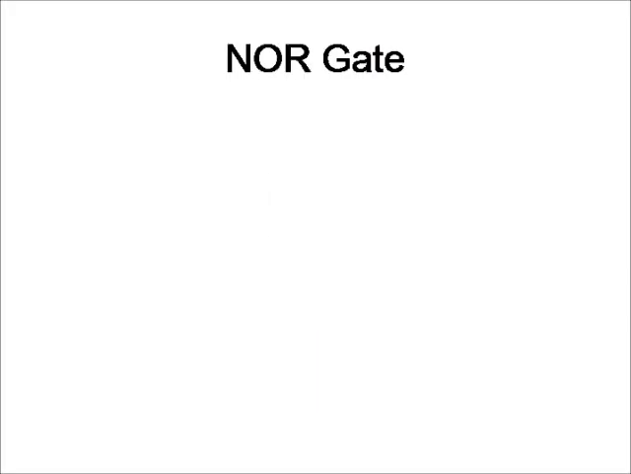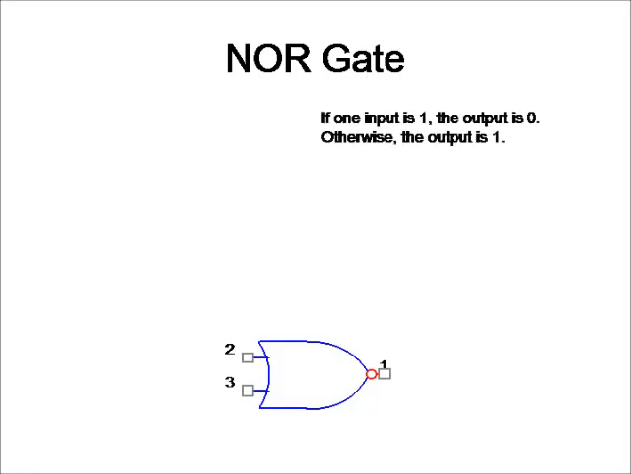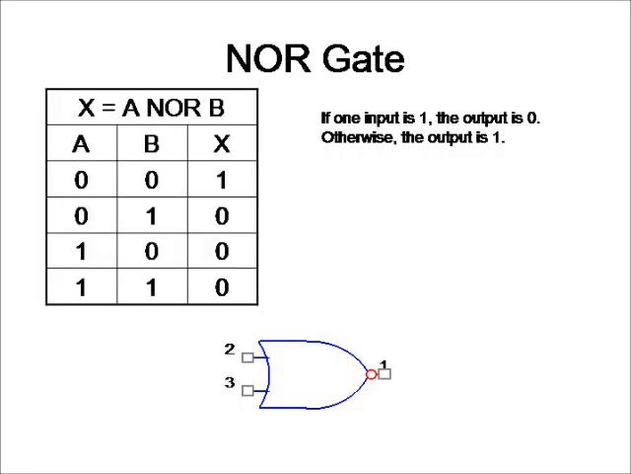Similarly, a NOR gate, which is simply an OR gate combined with a NOT gate, is done like so. If one input is 1, the output is 0. Otherwise, the output is 1. The exact opposite of an OR gate, and it is even written as such, where we just take the A plus B, place parentheses around it, and then add our little NOT.